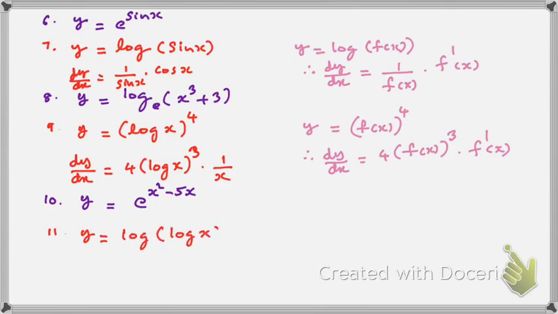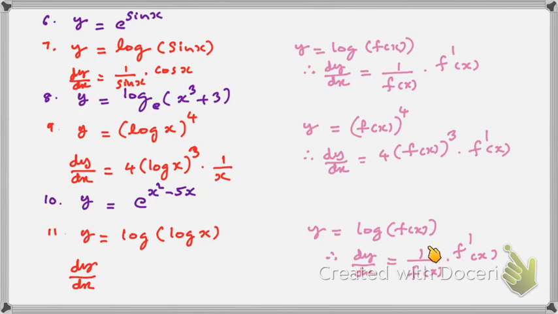Y is equal to log of log x. Isn't that again like log of x? Log of x is 1 over x. So what is log of f of x? 1 by f of x into f dash of x. Log of f of x would be 1 by f of x, like 1 by x, 1 by f of x into f dash of x. So the derivative of log of log x would be 1 by log x into f dash of x, the derivative of the inside function, which is 1 over x.